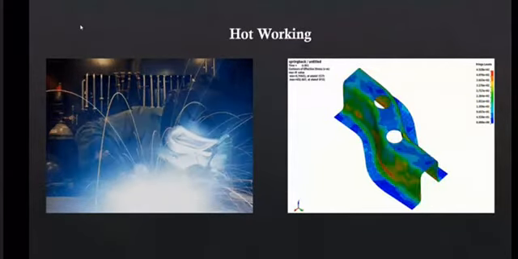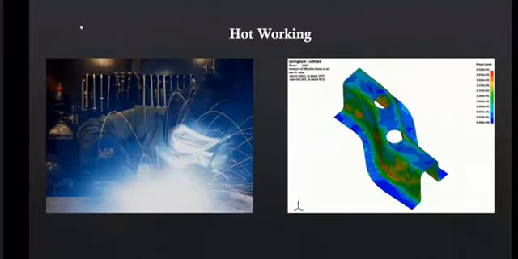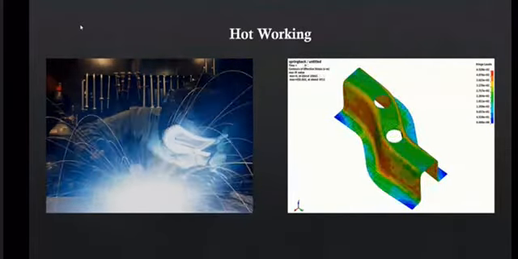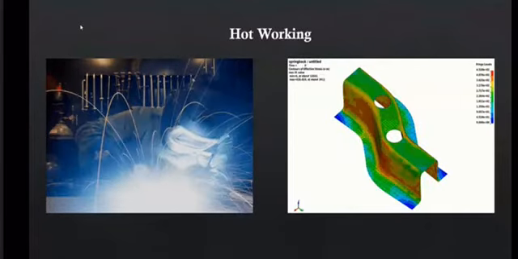First is lower forces and power. Then more intricate work geometries are possible, and the need for annealing may be reduced or eliminated.